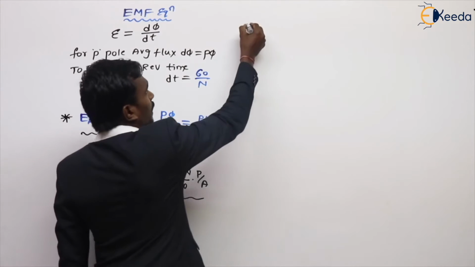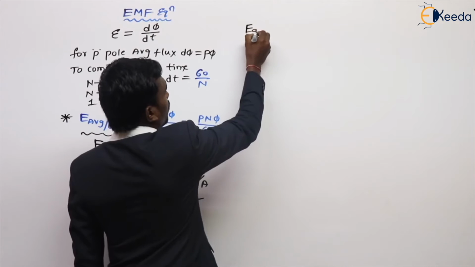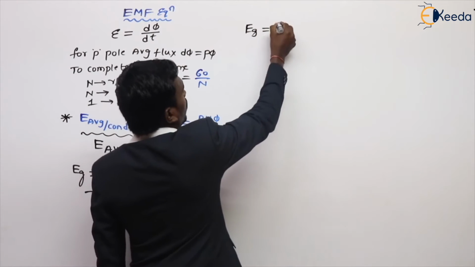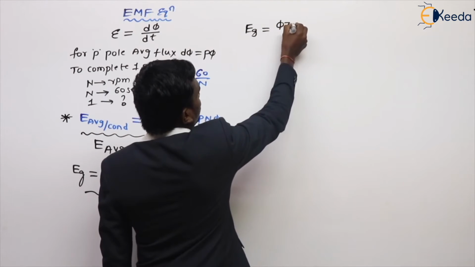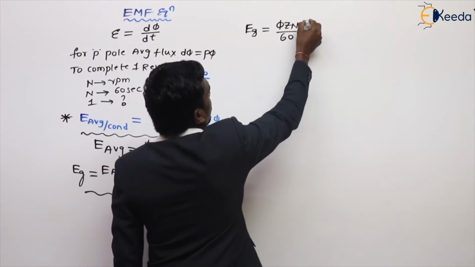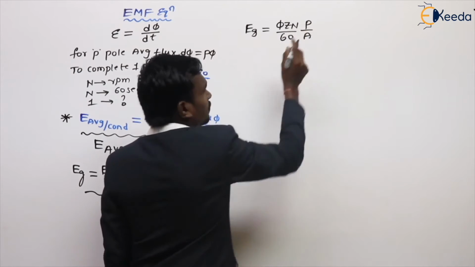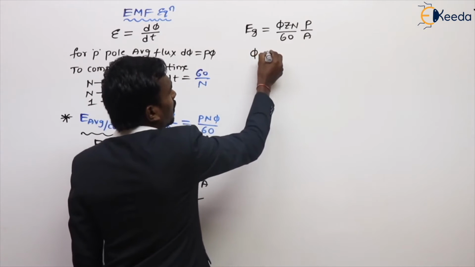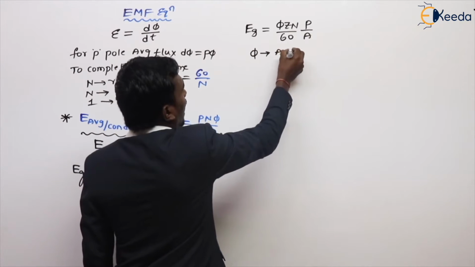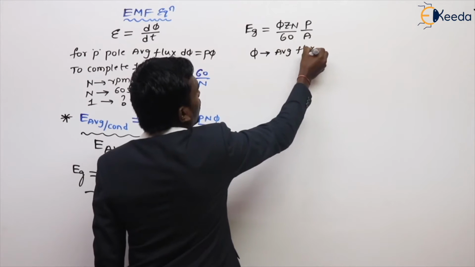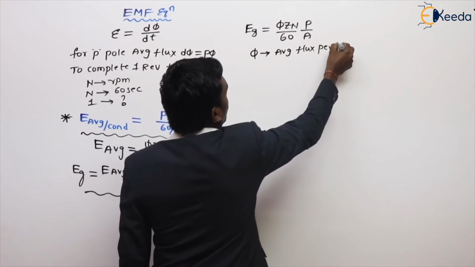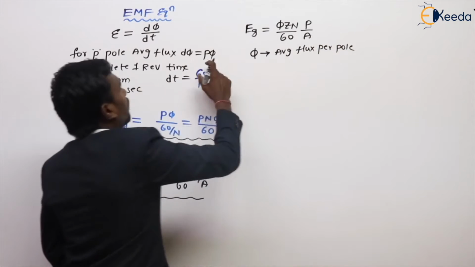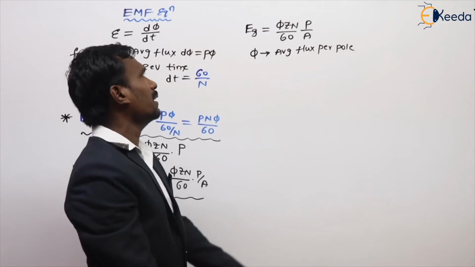So finally, what is our generated EMF Eg? Eg is equal to phi Z N by 60 P by A. Where, what is phi? Can you tell me? The phi is the average flux per pole. Yes or no? For P poles, P times phi, nothing but one pole phi.